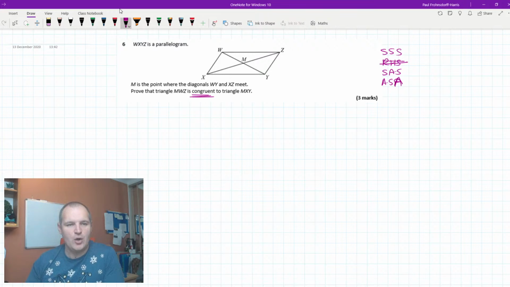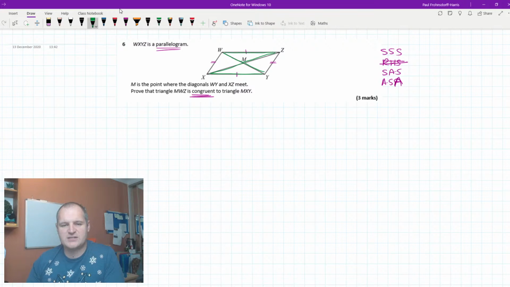And in fact, one thing we know in a parallelogram is that this side is the same length as this side, and we know that this side is the same length as this side. And because it said it's where the diagonals meet, we also know this is a midpoint. Therefore, we could mark on these ones as well. We are trying to do this shape here, MWZ. So we're trying to show this triangle is the same as this triangle.